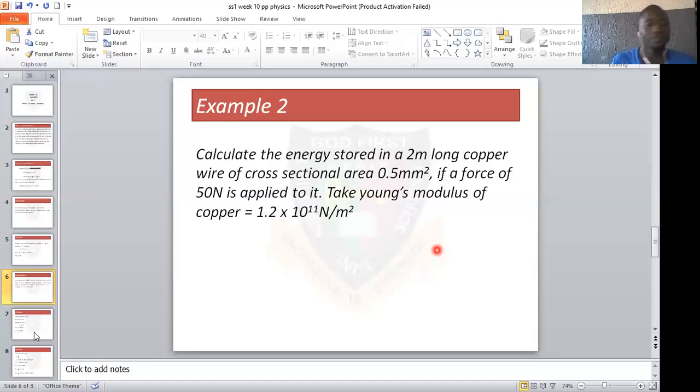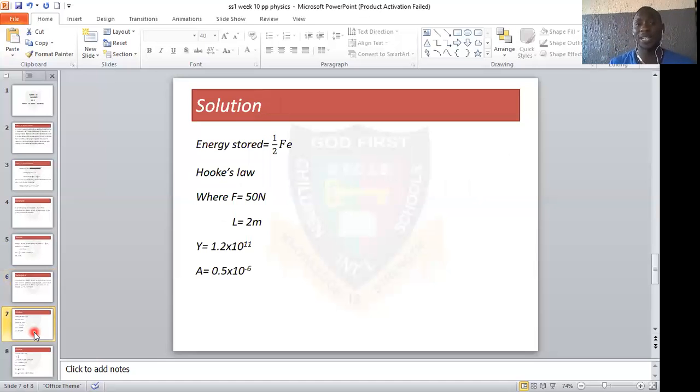This is how you go about it. First, write out the parameters. The energy stored is equal to 1 over 2 Fe. From Hooke's law, F equals 50 Newton, given. L, the original length, is 2 meters. The Young modulus is 1.2 times 10 to the power 11. And area is 0.5 millimeters squared, that is 0.5 times 10 to the power minus 6. We should understand the mathematics. If it's ordinary length in meters, it would be 0.5 times 10 to the power minus 3. But in areas, it's a square, so it is 0.5 times 10 to the power minus 6.